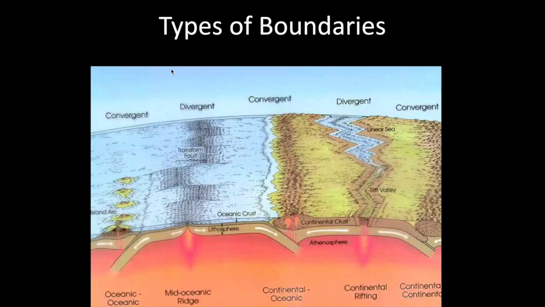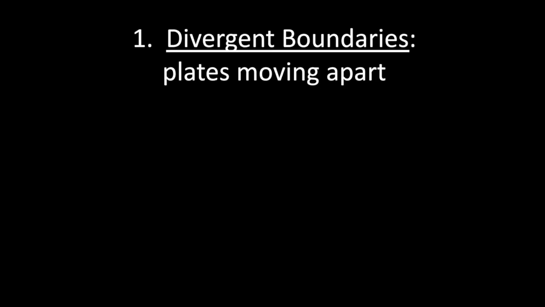And now the types of boundaries. Please write this down. Types of boundaries. Okay, first type of boundary. If you need more time, just pause the video. The first type of boundary is divergent boundaries. And this is where plates are moving apart. Write this down. If you need to pause it, go ahead and pause it.